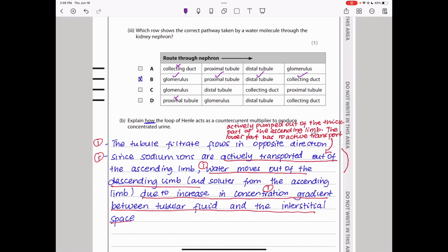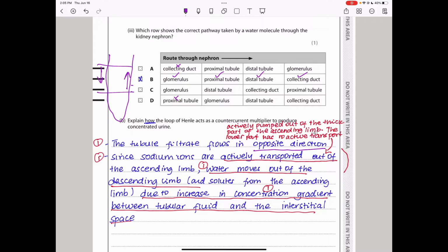Then next, explain how the loop of Henle acts as a countercurrent multiplier to produce concentrated urine. Now, in a countercurrent multiplier, things flow in opposite directions, and as you know, we have the loop of Henle like that. We have the one that is descending and the one that is ascending. So things are flowing in opposite directions, and this is what makes it a countercurrent multiplier. And then, since sodium ions are actively transported out of the ascending limb, the water moves out of the descending limb.